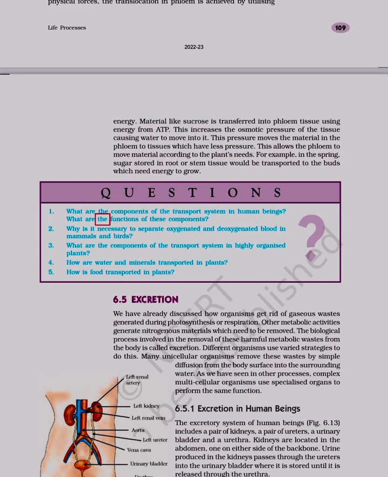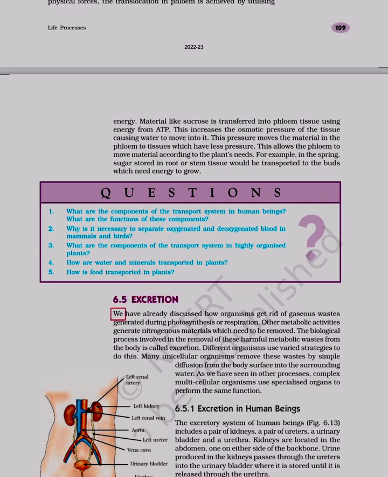2. Why is it necessary to separate oxygenated and deoxygenated blood in mammals and birds? 3. What are the components of the transport system in highly organized plants? 4. How are water and minerals transported in plants? 5. How is food transported in plants?